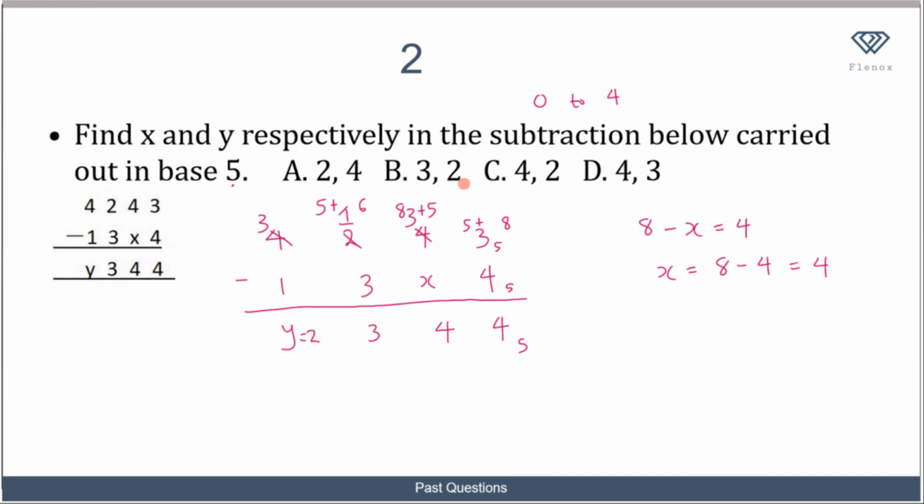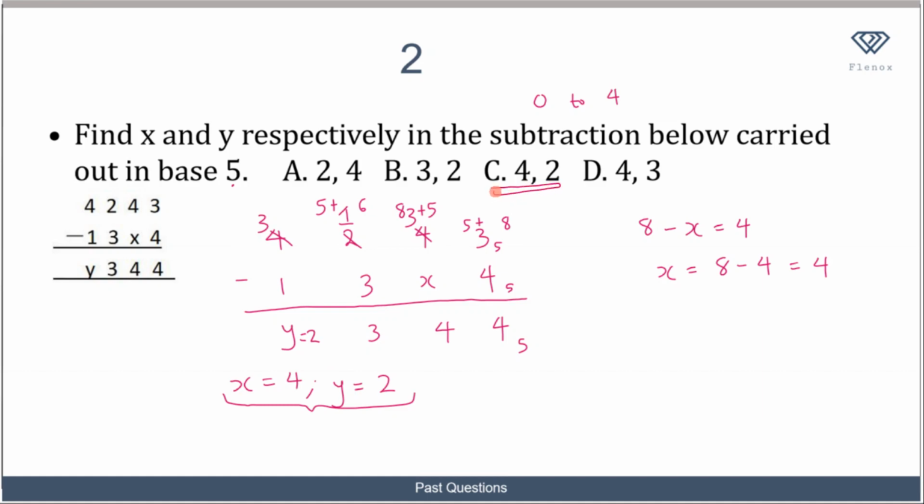So we can see now, from following the simple concepts of what we have learned, we have deduced that x is equal to 4 and y is equal to 2. So let's check out the options, and we can see that yes, that will be C. The question says to find x and y respectively, so that will be 4 and 2. So we'll go for C.